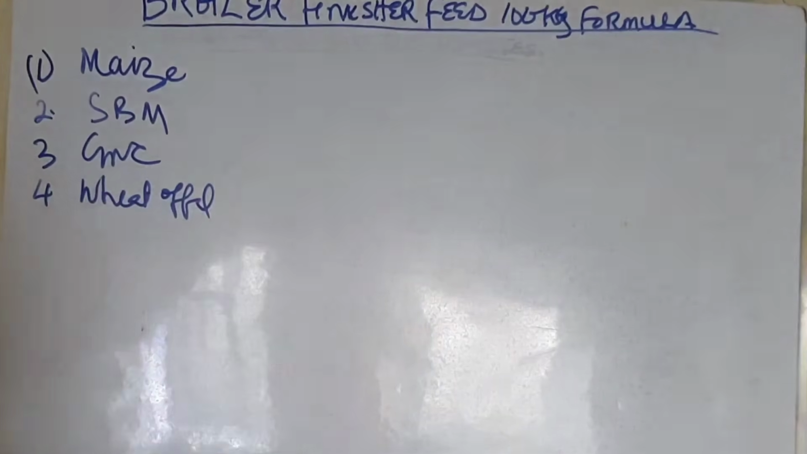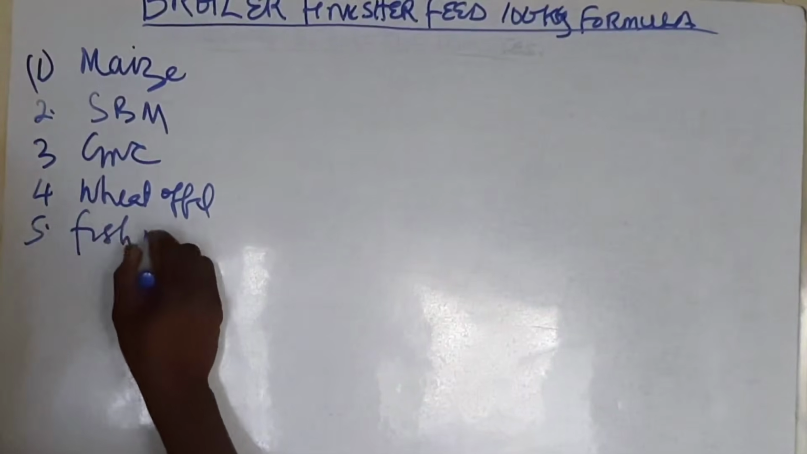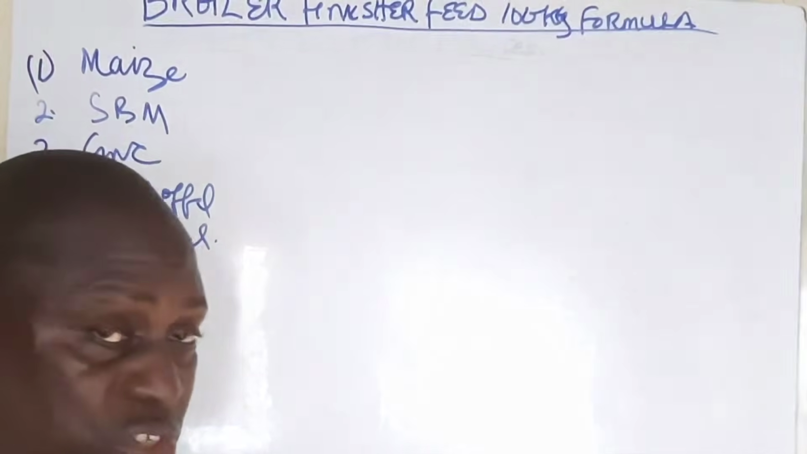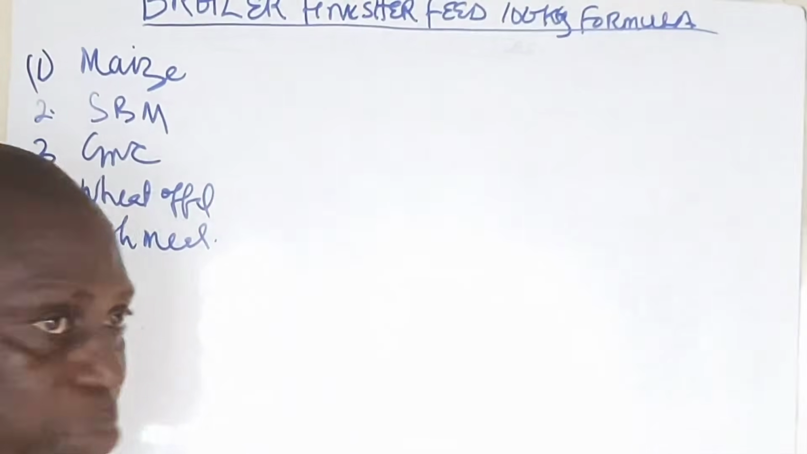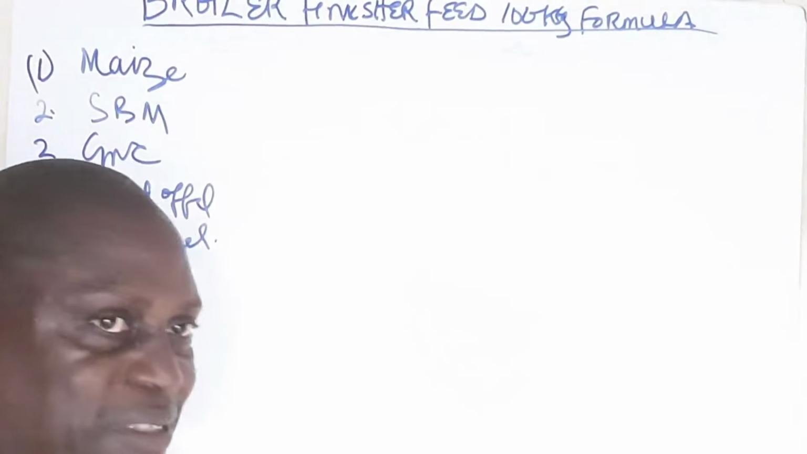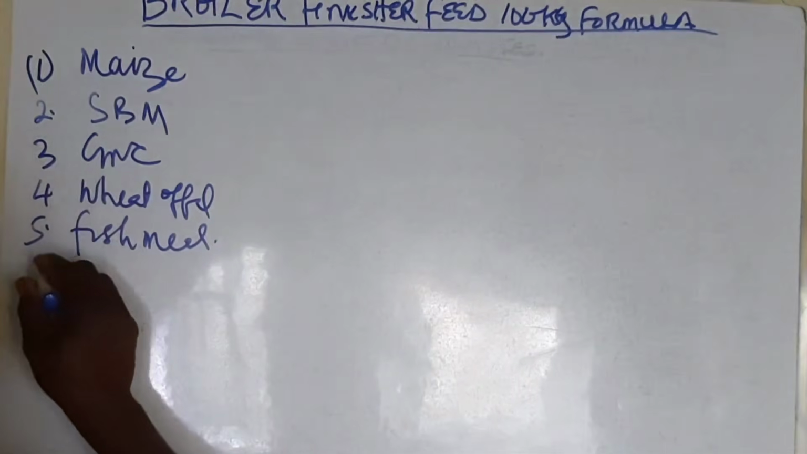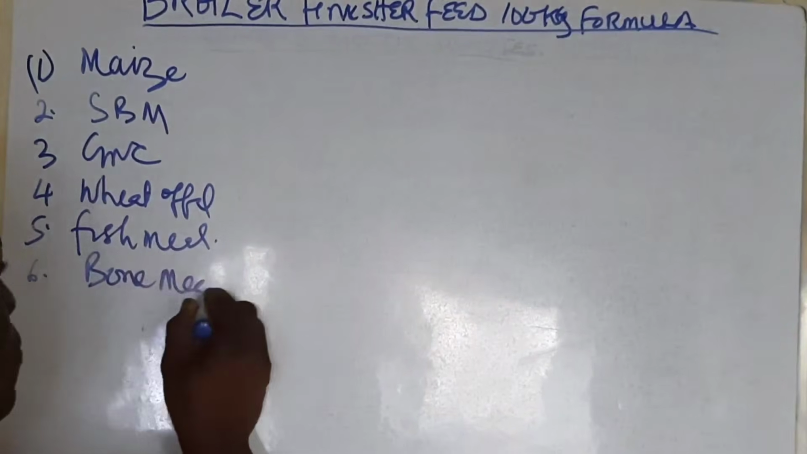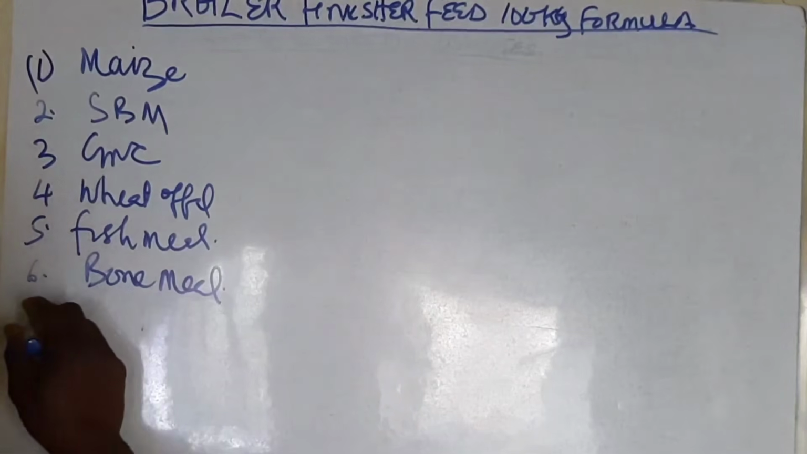We have our number 5 here, fish meal. And the fish meal, I'm not using the imported fish meal because it's very costly. Imported fish meal is up to 72% crude protein. I'm using our local fish meal. This is our catfish, tilapia and others. It's about 60% crude protein. I'm using bone meal. I'm also using limestone.